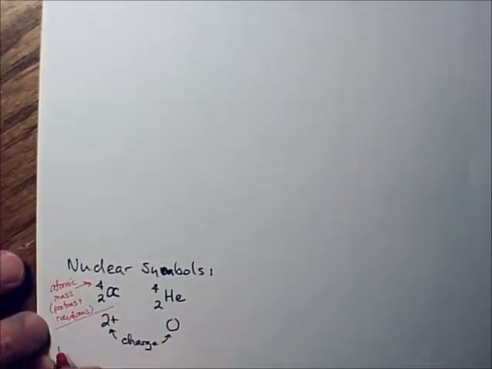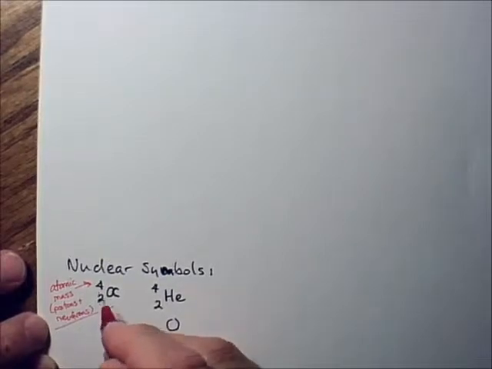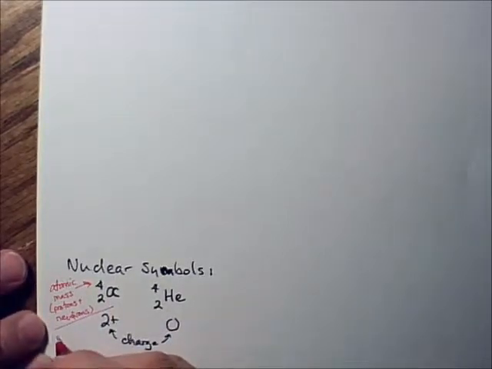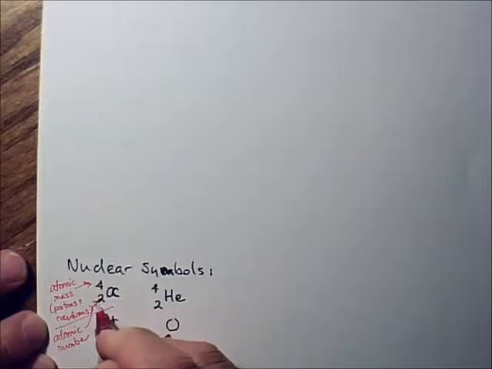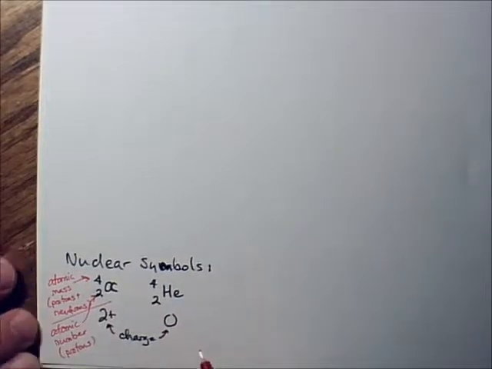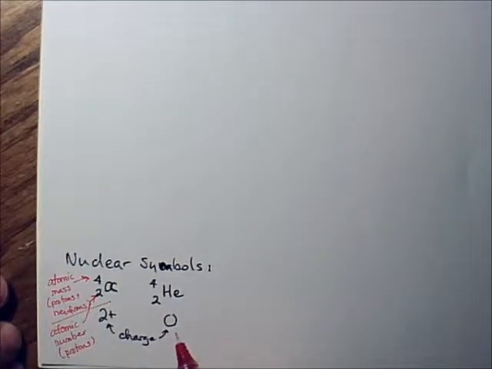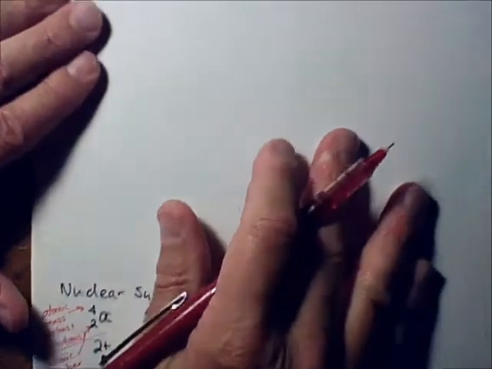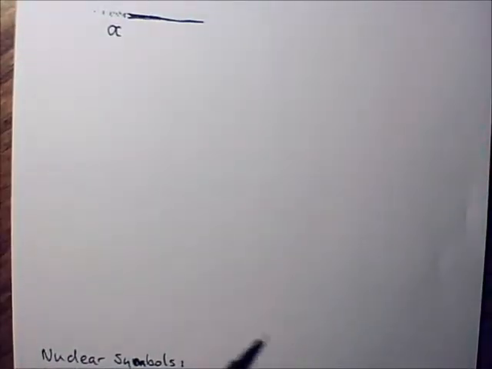Okay? And the bottom number is, well, I shouldn't have made that line go out there. The bottom number is the atomic number. That's this number right here. And that's just the number of protons. Alright? Does that make sense? Alright, good. Now, that's alpha.